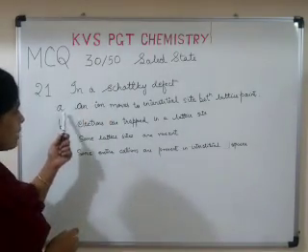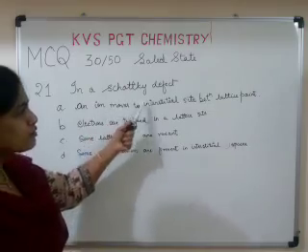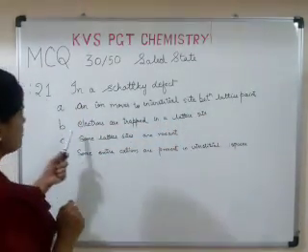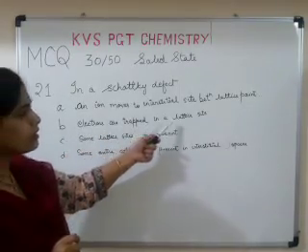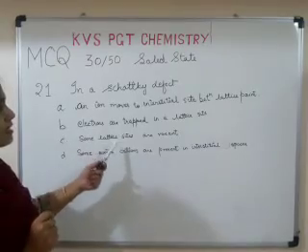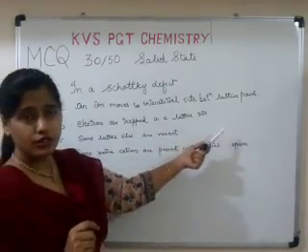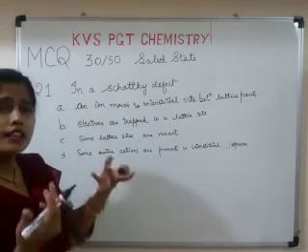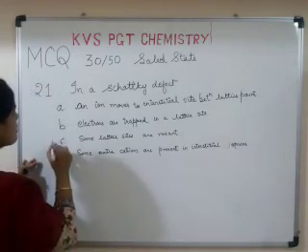In option number A, it's given an ion moves to interstitial site between the lattice point. This is a wrong one. Now B, electrons are trapped in a lattice site. This is also wrong one. Now C, some lattice sites are vacant, right? Because the cations and anions are missing. So this is the correct one.